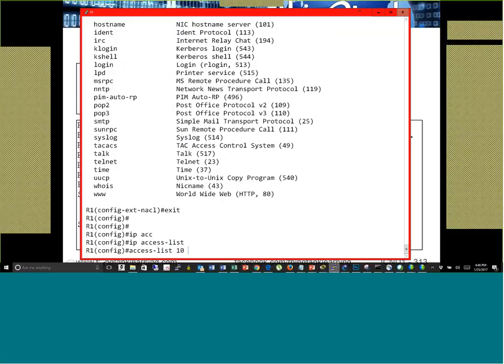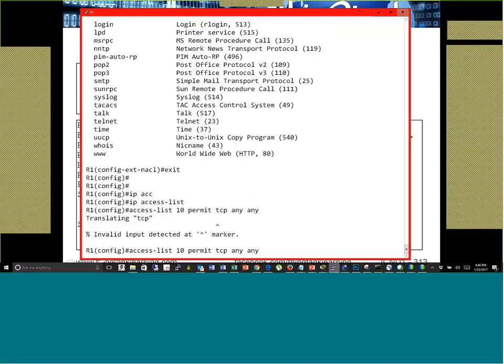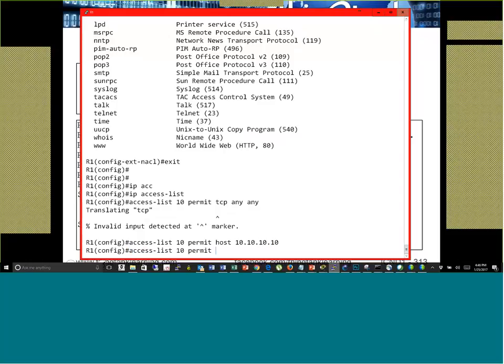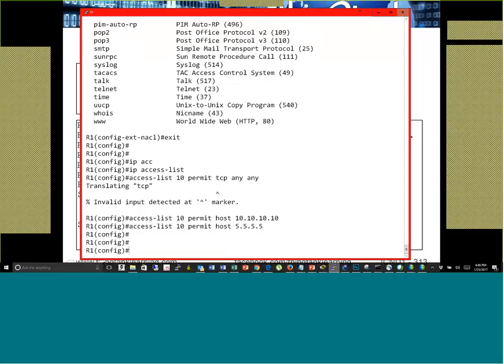So let's say 10, permit IP, permit TCP any. Oops, it's a standard access list. So permit host 10.10.10.10, and then access-list 10 permit host 5.5.5.5. Okay. So I went in here and I created, using the traditional method, a 2-line access list.